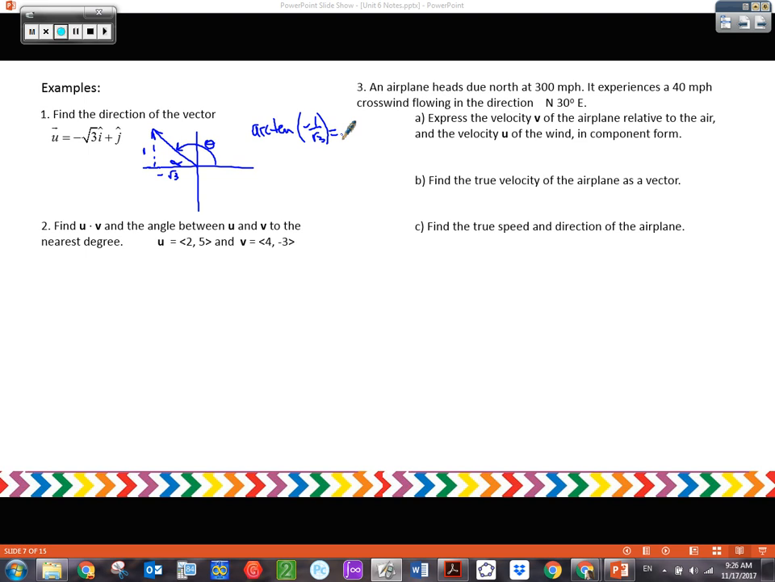So we need to think to ourselves, where would tangent be -1/√3 in the second quadrant? So we know tangent is sine over cosine, right? So the sine would have to be 1/2 and cosine √3/2. You with me? So think unit circle.